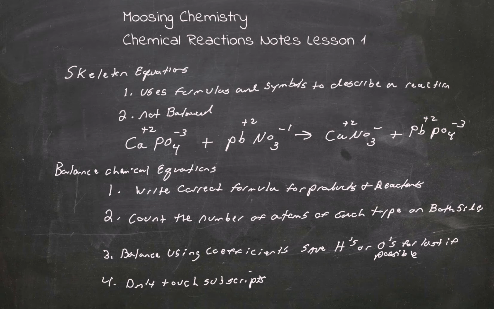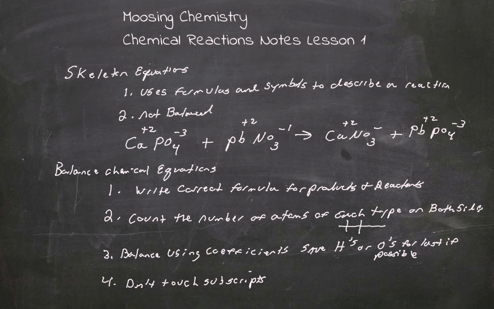So when we're balancing chemical equations, first of all, write the correct formula for products and reactants. Then basically you're going to use your oxidation numbers to help you do that. The second thing you're going to do is count the number of atoms of each type on both sides. So in other words, remember I told you about the table method.